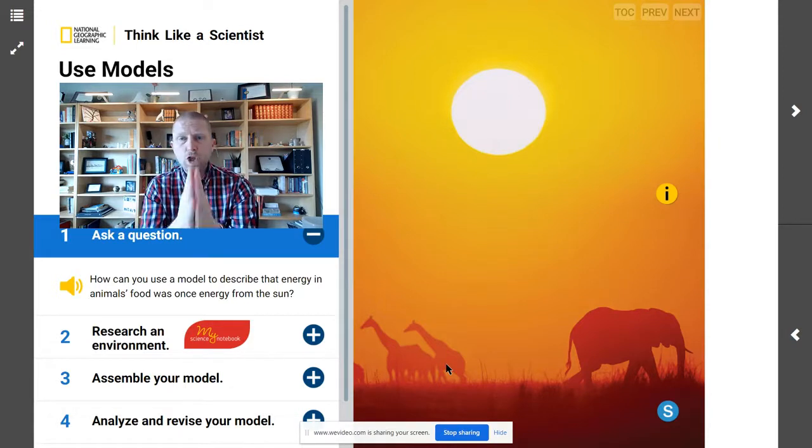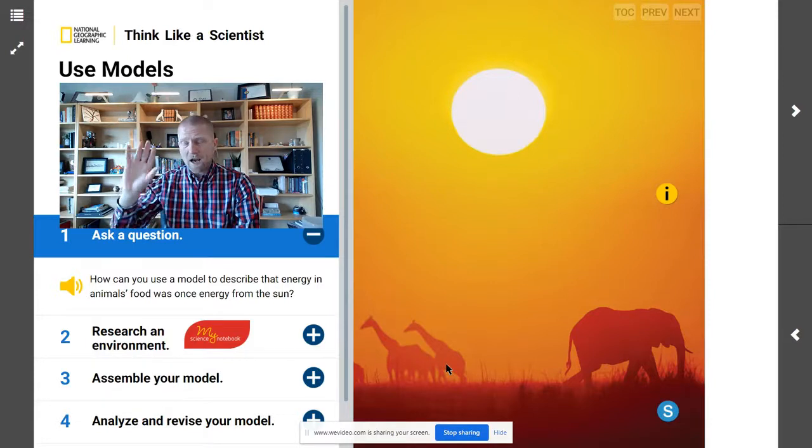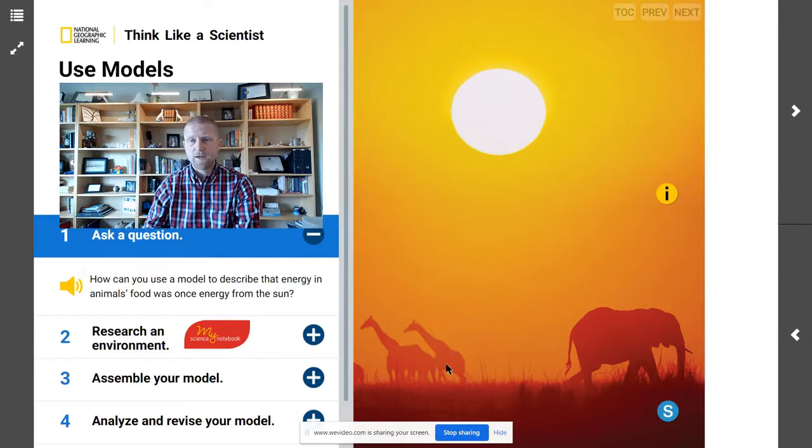So, could you use the organisms in this photo to draw a food chain of the African savanna? It would go from the sun to the grass to the elephant, or the sun to the grass to the giraffe. The elephant and the giraffe would not be connected. Remember, we would add in a hyena or a lion that would then eat the elephant, or a hyena or a lion that would eat the giraffe, and that would finish off that model for us.